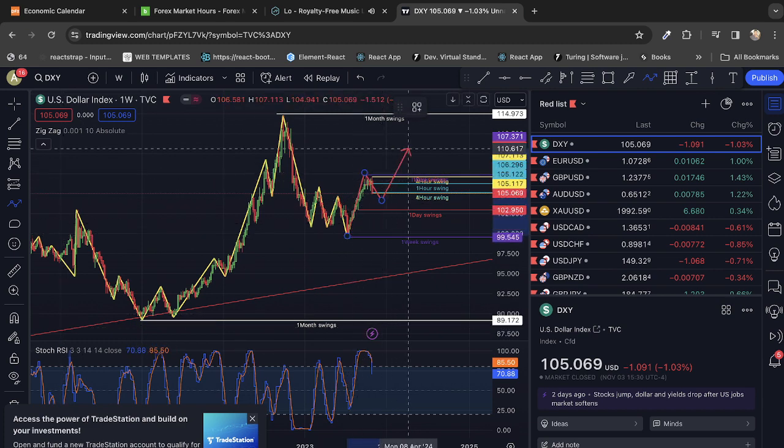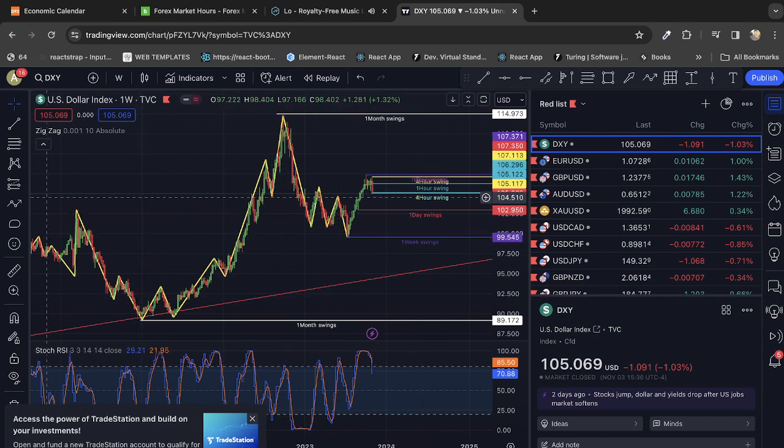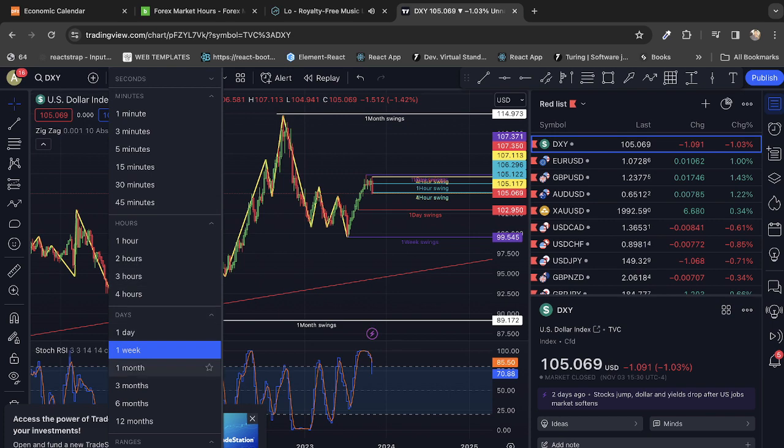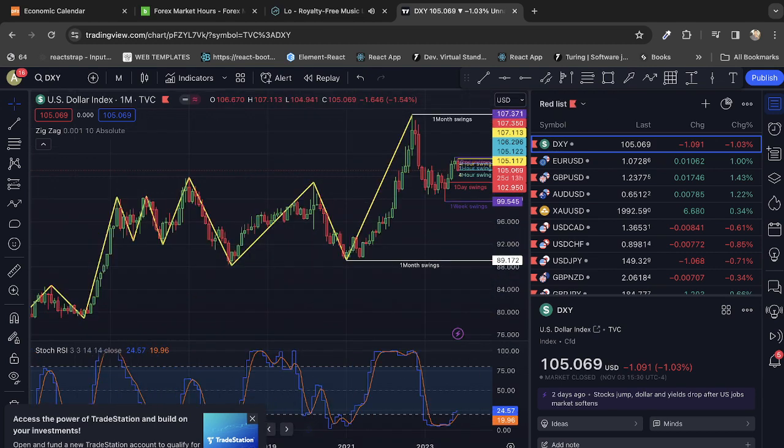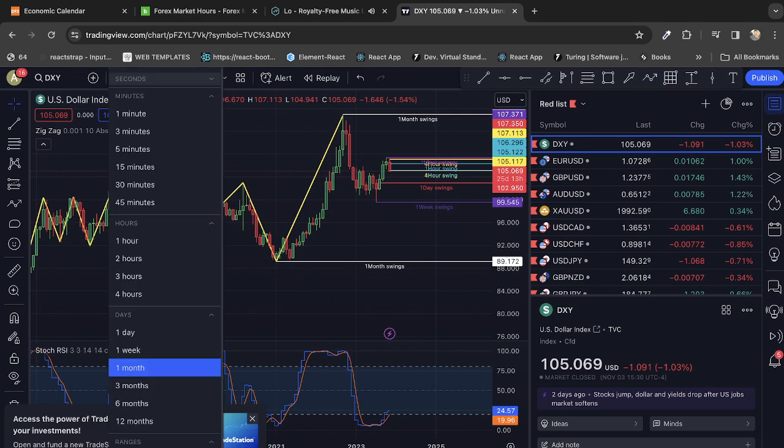Let me delete some of this. The graph is looking a bit dirty. I'll delete this trend line here. Let's just simplify things so the chart doesn't look messy.